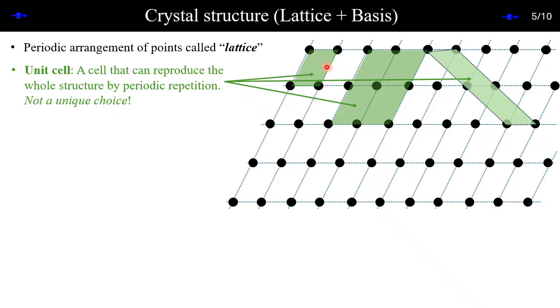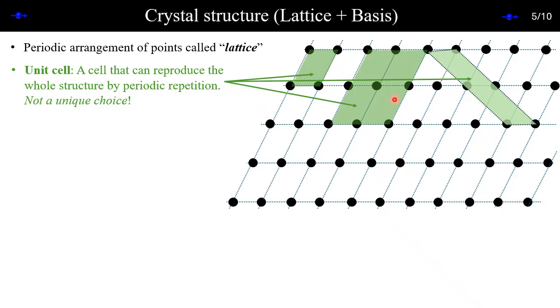But instead of taking this, I can take this bigger one, right? Still we can do the same thing. So this is called a unit cell. The definition is that this unit cell can reproduce the whole structure by periodic repetition, without leaving any void.